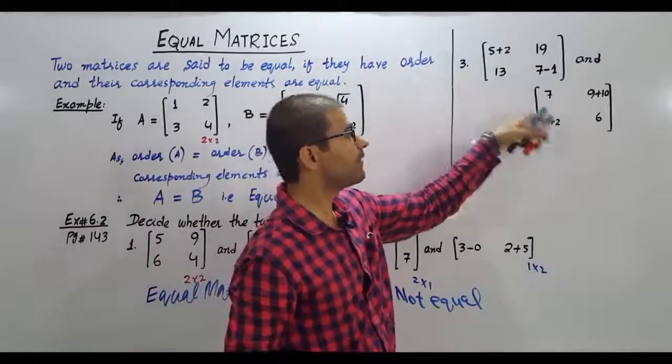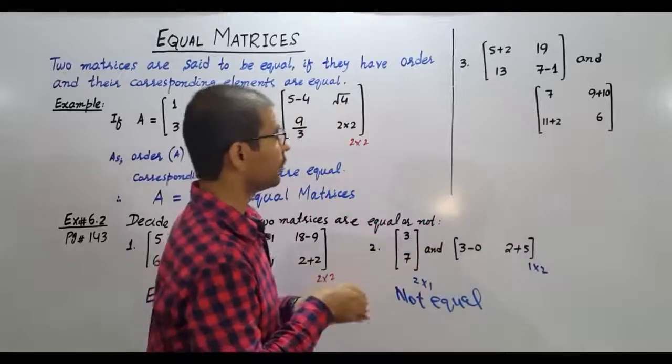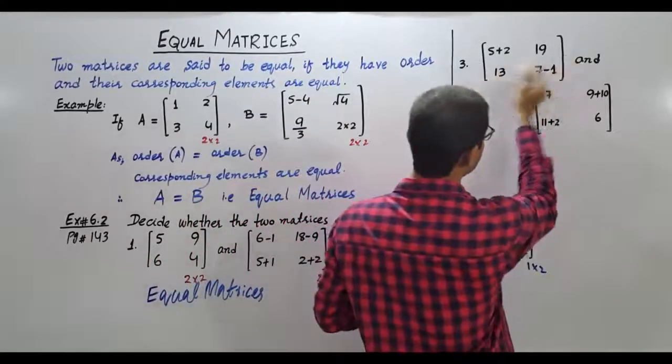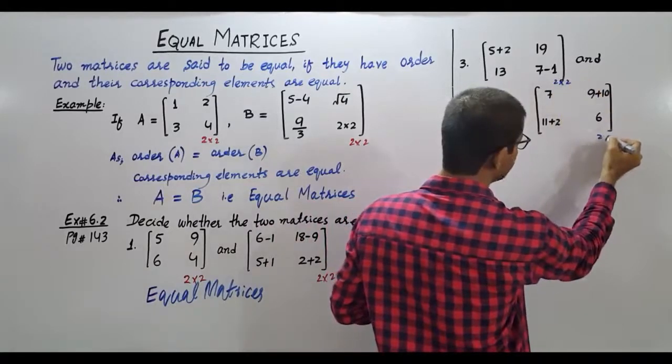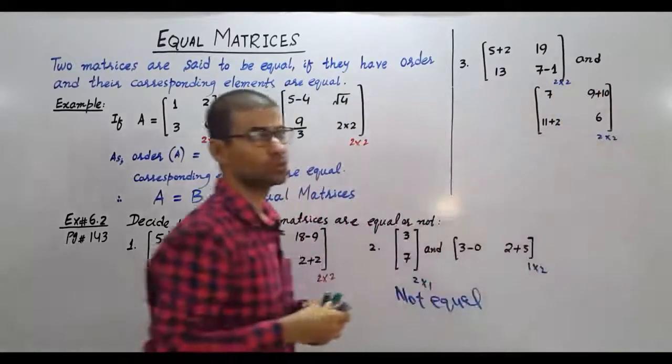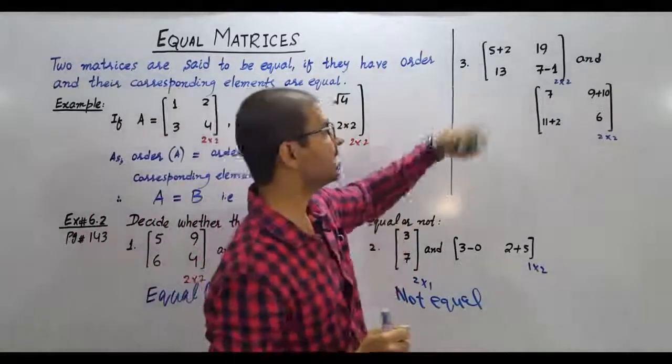Now question number 3. In question number 3 we have two matrices. Are they equal or not? For this, observe their order. The order of the first matrix is 2 by 2. The order of the second matrix is also 2 by 2. Now observe their corresponding elements. Are they equal or not?